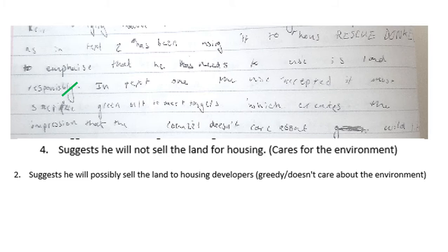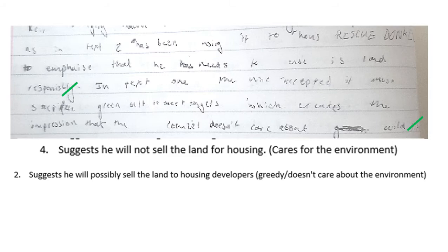And the next sentence, in text 1, the use of the green belt creates the impression that he doesn't care about wildlife. Now, I can't read the quotation very clearly, but I'm giving the benefit of the doubt. Yes, he doesn't care about wildlife because it's suggesting that he doesn't care about the green belt. I could definitely make out the phrase green belt, the sacrifice green belt. Sacrifice is a great word.